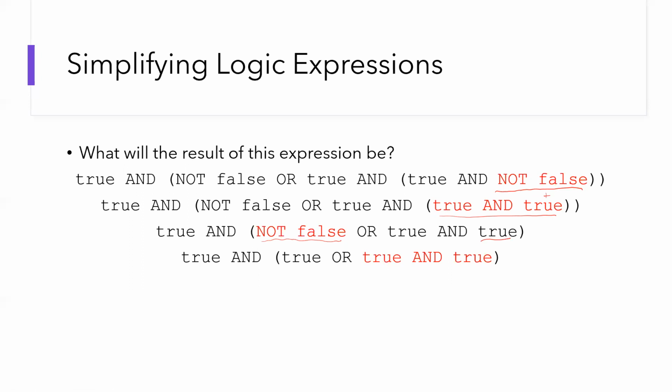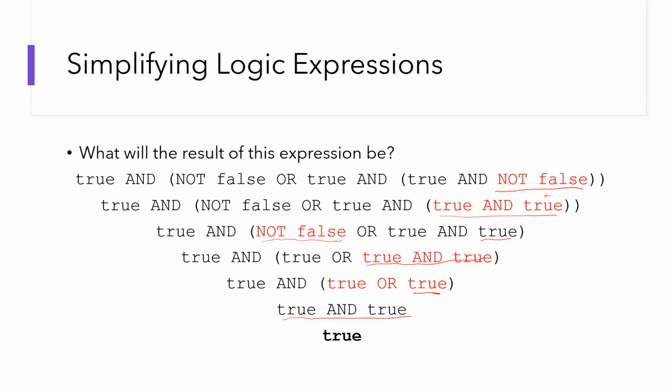Is not evaluated before and or? Yes, not is evaluated first. So it's always brackets, not, and then or. As long as, you know, and brackets are first. So a lot of times, and I think even on your assignment, I make the brackets explicit. It's just always easier that way. But this true and true evaluates to true. True or true also evaluates to true, and then true and true evaluates to true.